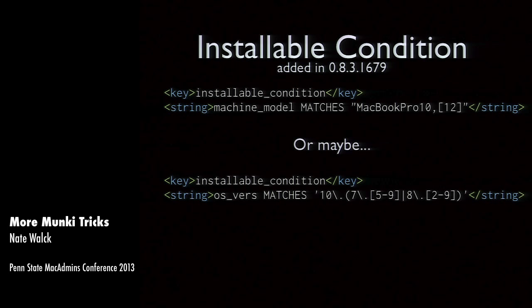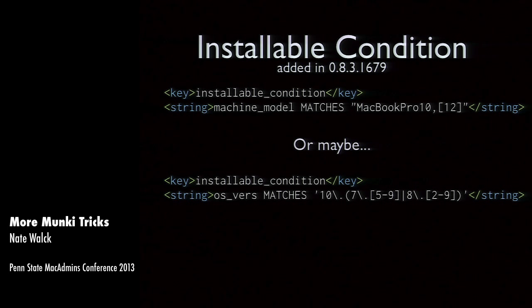So in this case, if it's a MacBook Pro 10.1 or 10.2, it's a Retina. It requires whatever this piece of software is that I have. So if this software only works on Retinas, you would add this installable condition to the package info. The reason you wouldn't want this in the manifest is because it will not filter it properly.